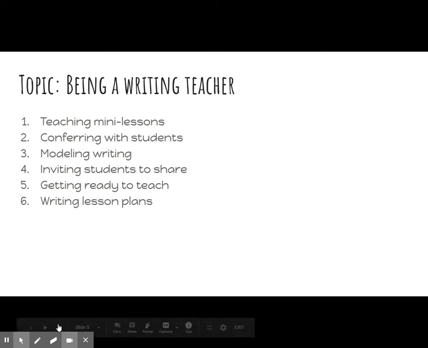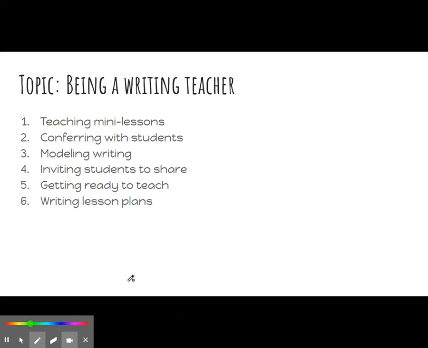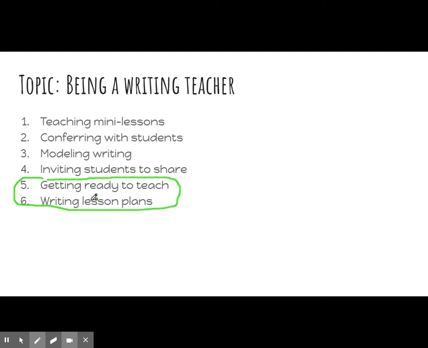So just take a minute and look at those, and then we're going to talk through them here. So the first thing is I really don't want 6 chapters. And I think that getting ready to teach and lesson plans should actually go together. I think that right there is one topic, because getting ready to teach is writing lesson plans. That's one of the things you do. So I think those can go together.